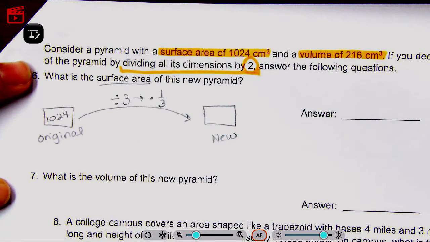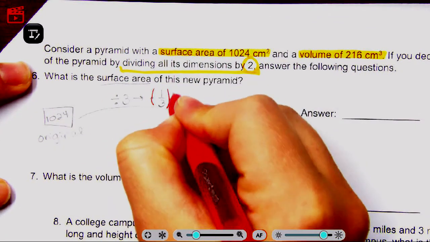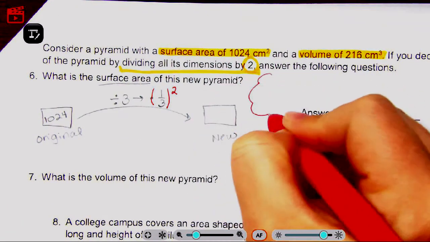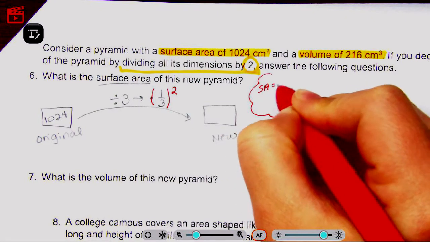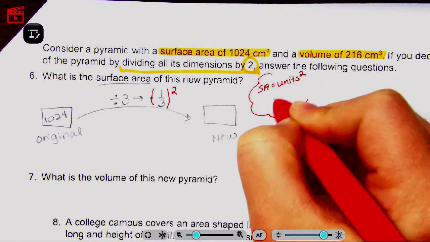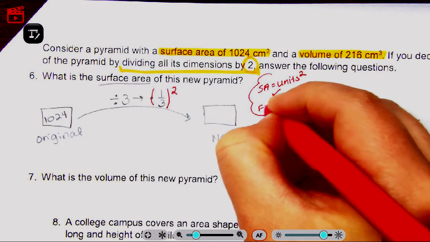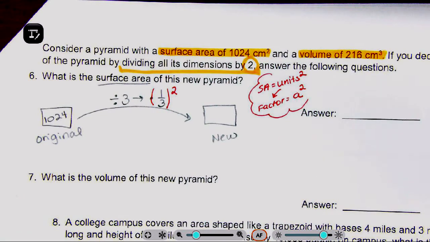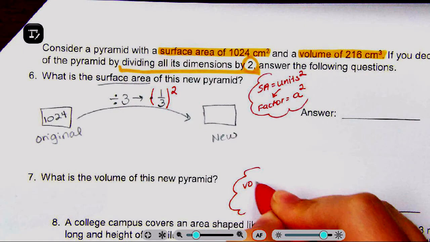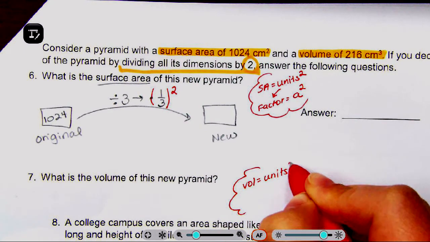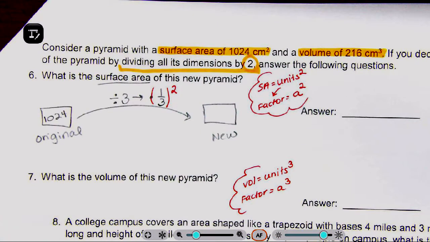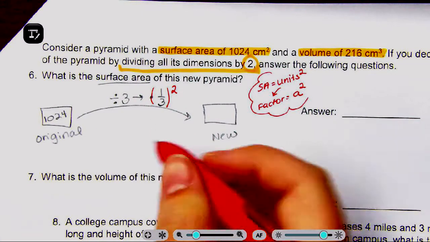Now, I'm not just simply multiplying by 1/3 because I'm dealing with surface area. Surface area is always squared. And the way that I like to remember that, here's a thinking bubble. Whenever we have surface area, we have units squared. So for the factor is always going to be the factor squared. Very similar for volume. Volume is always the unit cubed. So that means our factor is always going to be cubed. So here's our factor. We're always squaring it for surface area.